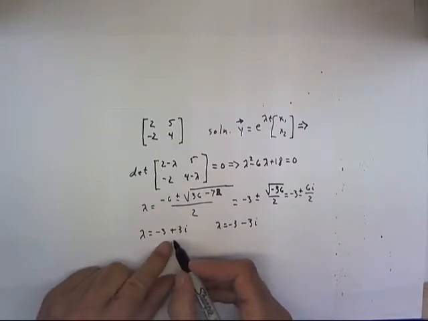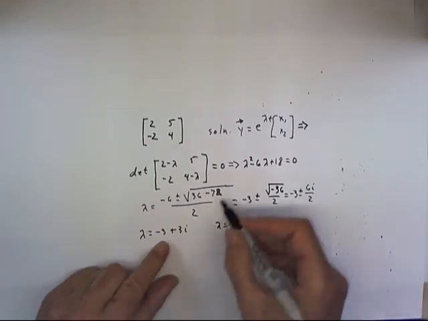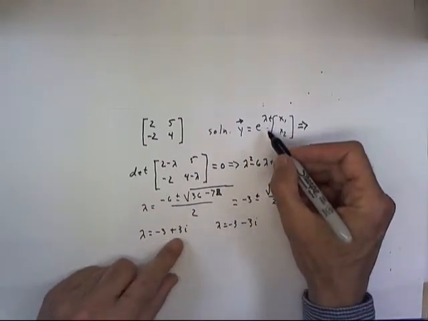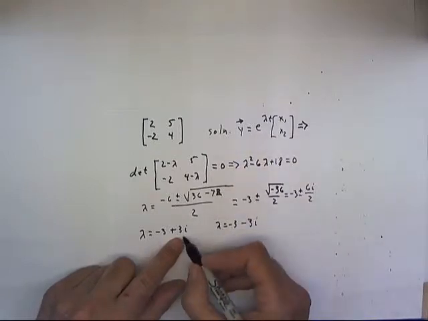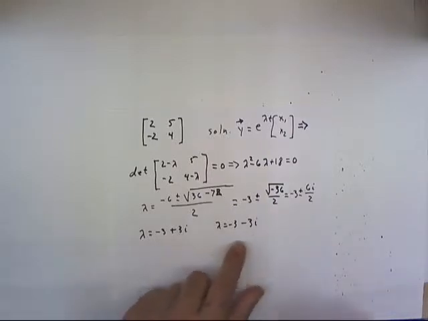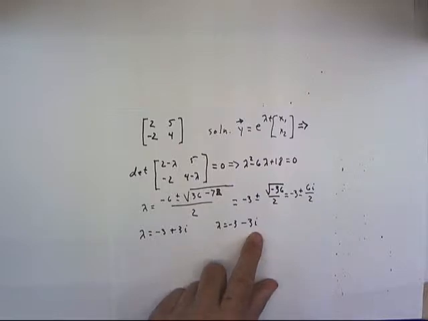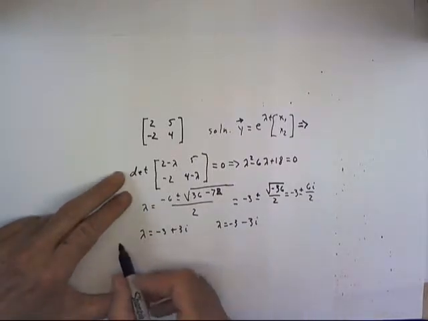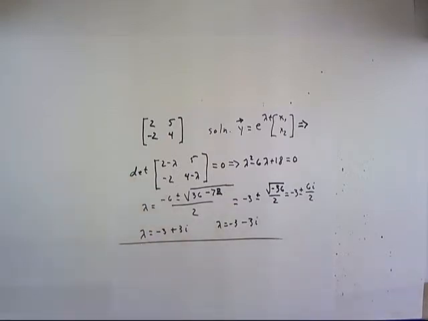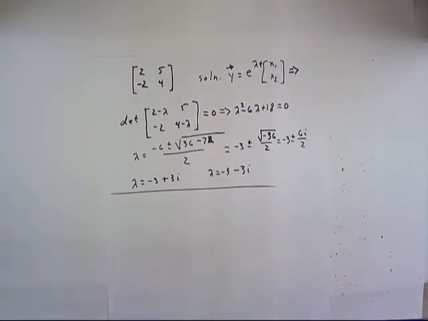Now this solution is going to lead us to e to the negative 3t times e to the 3it, which is going to be cosine of 3t plus i sine of 3t. This is going to lead us to something similar, but that sine of 3t is going to be negative in this case. We'll get to that in a minute. Let's find the eigenvectors.